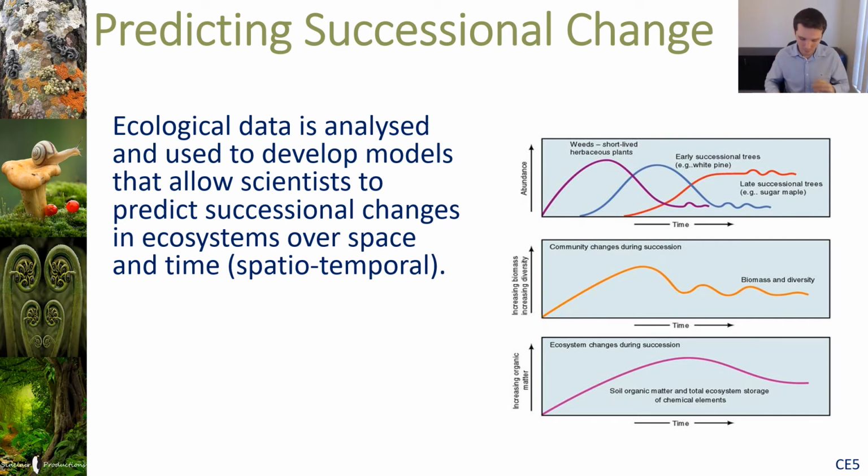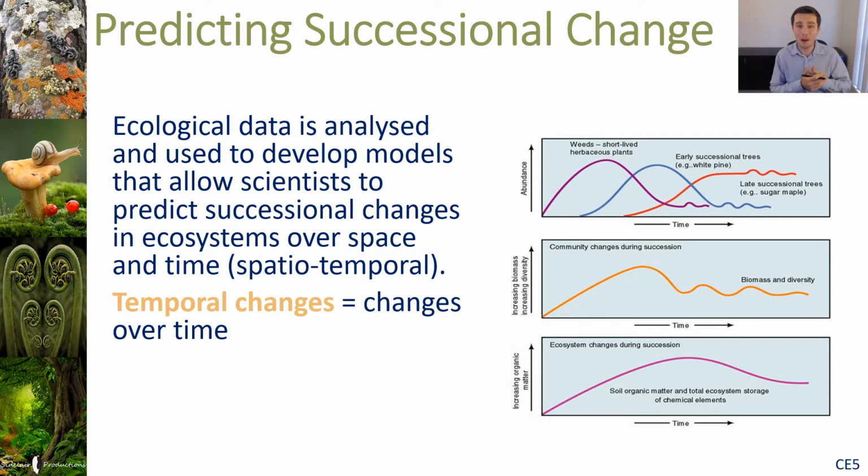Now, if you've forgotten what those ideas are, if we look at temporal changes, because you need to be able to predict over spatial and temporal changes, temporal changes are changes that will occur over time in that ecosystem. So over time, you might get an abundance of different organisms. Say, initially, you might get those weeds, so those short-lived herbaceous plants, particularly initially in secondary succession. Then you get some of those early successional trees, and then those later successional trees may come in, like your sugar maples in this ecosystem here, thus establishing that climax community. So they are temporal changes, those changes that are going to occur in succession over time.